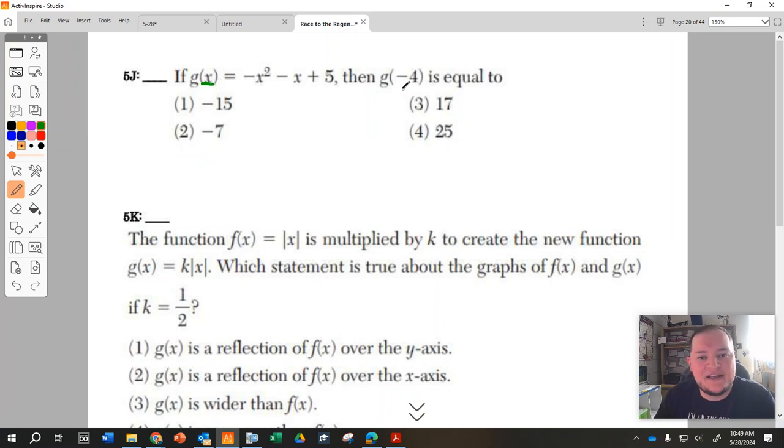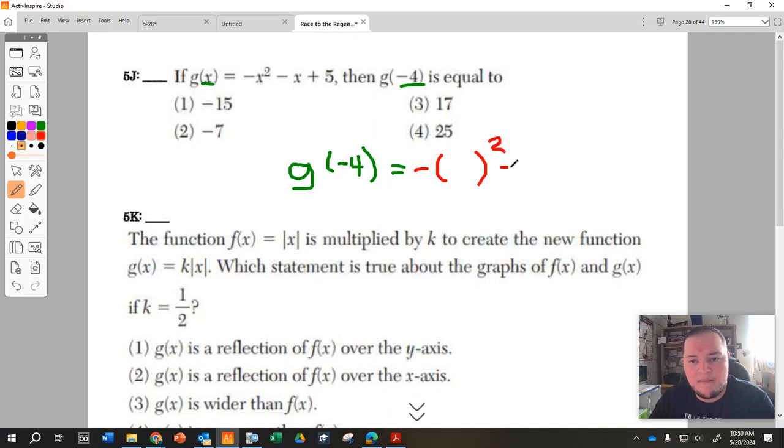It used to say x, now it says negative 4, so we're going to replace every x with negative 4, okay? So g of negative 4 equals, I'm going to write this as a shell first. So I'm going to write negative, x used to be there, I'm going to put parentheses there, minus parentheses plus 5. Everywhere I left an open hole where there's parentheses, I'm going to plug in the number in question, and the number they want is negative 4.